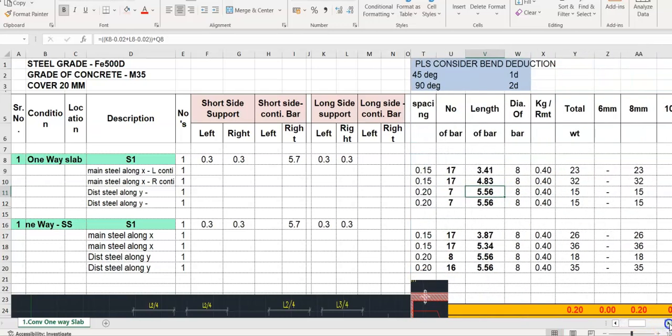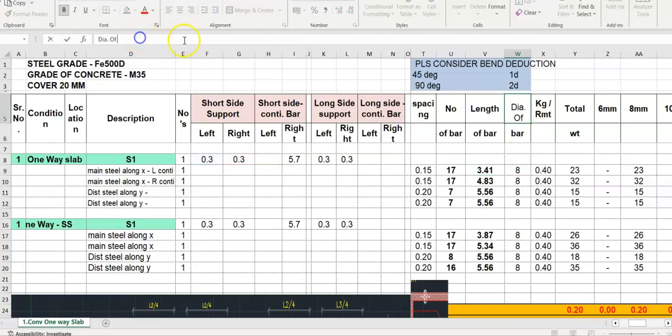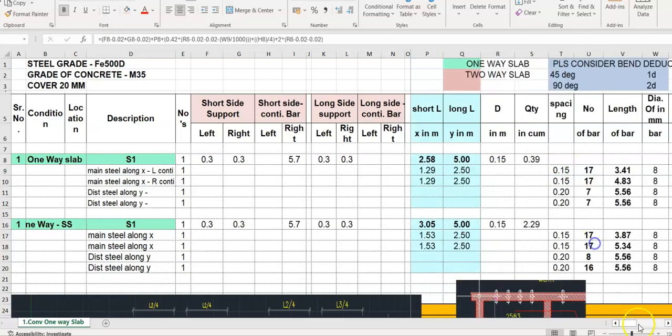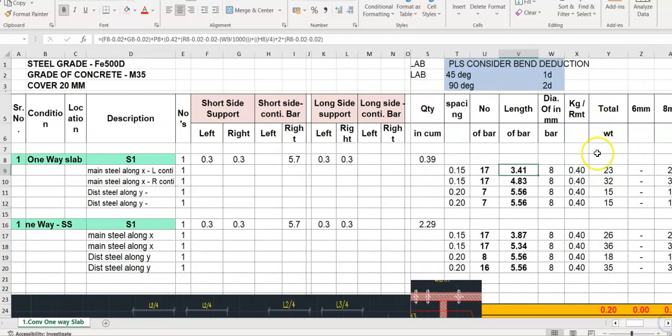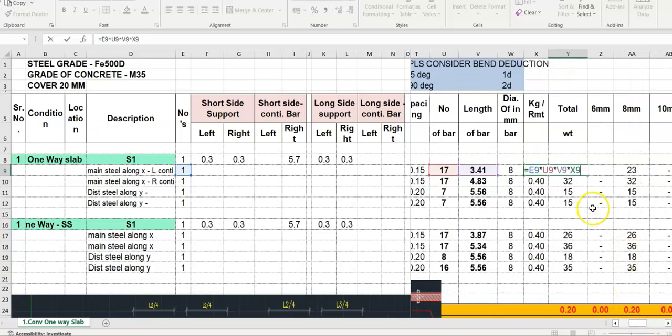Our next part: here we divide by 1000 because this is W9. W9 is the diameter of bar. Diameter of bar is in mm. Here is the weight per running meter. Total weight is number of bars, number of slabs, and length. Standard weight per running meter, 0.23 kg.